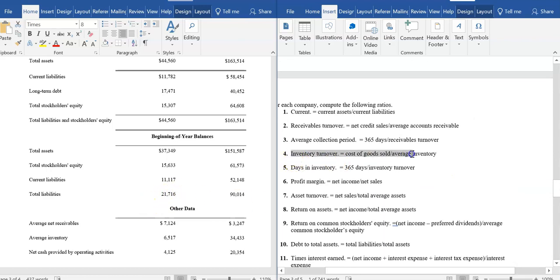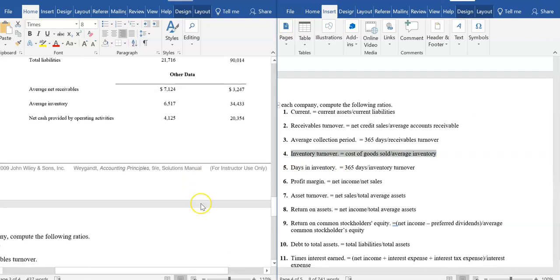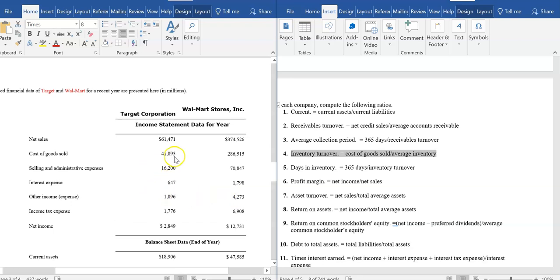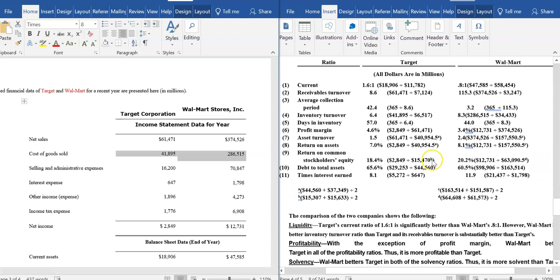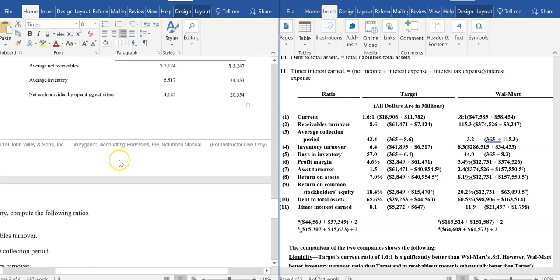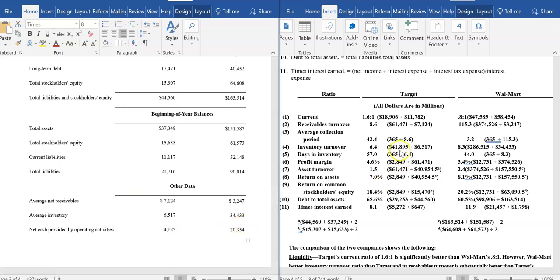Inventory turnover is cost of goods sold divided by the average inventory. They already calculated an average inventory on hand during the year for us, and our cost of goods sold is up here in the income statement. If I divide those two numbers, 41,895 for Target and 286,515 of cost of goods sold for Walmart, by the average inventory for both that was given in the problem, we are getting an inventory turnover of 6.4 for Target and 8.3 for Walmart.